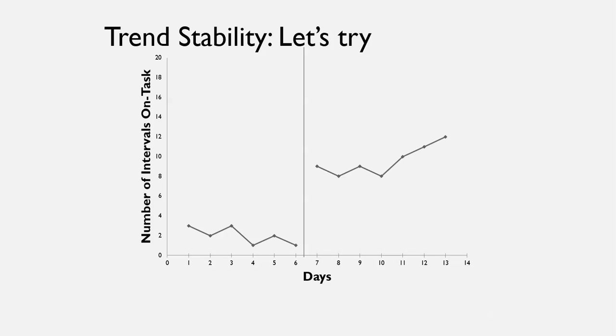So for example, here we have our trend lines. We would put that envelope around them to show what would be considered stable. We want 80% of the data in that envelope. So here we do not have stable decelerating data, but here this is more stable accelerating data in the intervention condition.